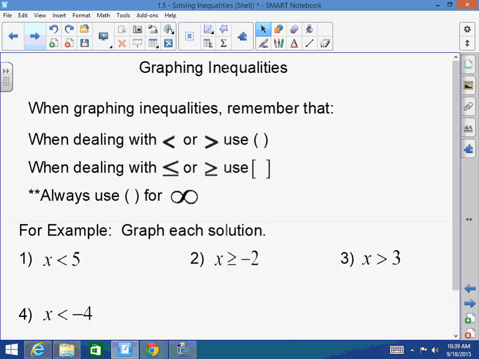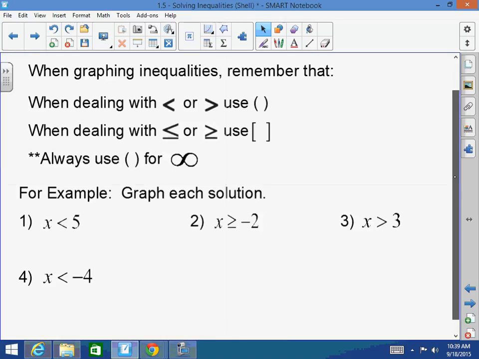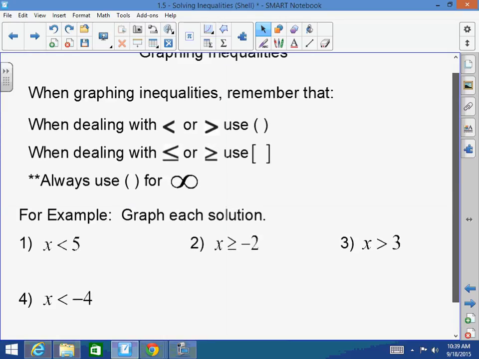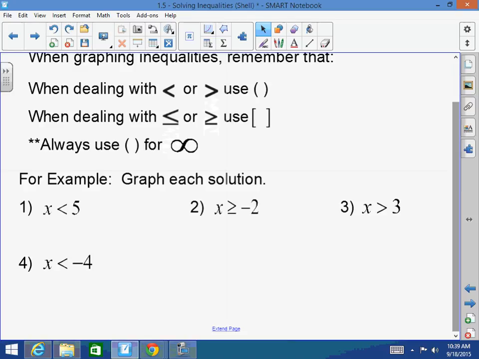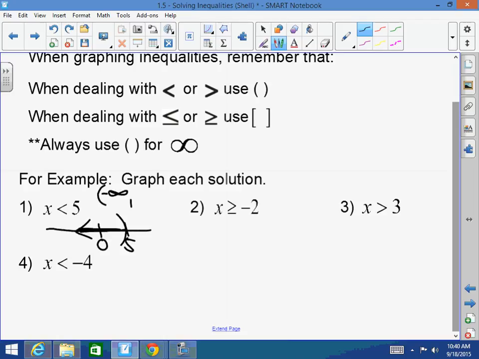So now, graphing inequalities, we already went over it, because in order to really properly do interval notation, you have to graph them. So these are just kind of a repeat. I'm going to go pretty quick on this one. X is less than 5. We know it goes 0, 5. This is less than 5, so parentheses to the left. That would be negative infinity to 5 in interval notation.